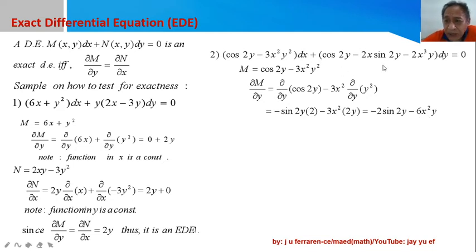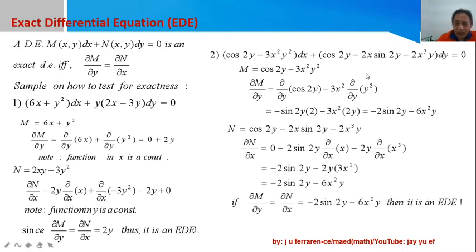Then, I can go with the coefficient of the dy, which is called N. Okay? So, the cosine of 2y minus 2x sine 2y minus 2x cubed y will be differentiated partially with respect to x. Cosine 2y does not involve x. So, it is 0. The second term contains a function in y and a function in x. The differentiation is done with x. So, the derivative of x with respect to x is 1. So, the derivative of the second term is minus 2 sine of 2y.